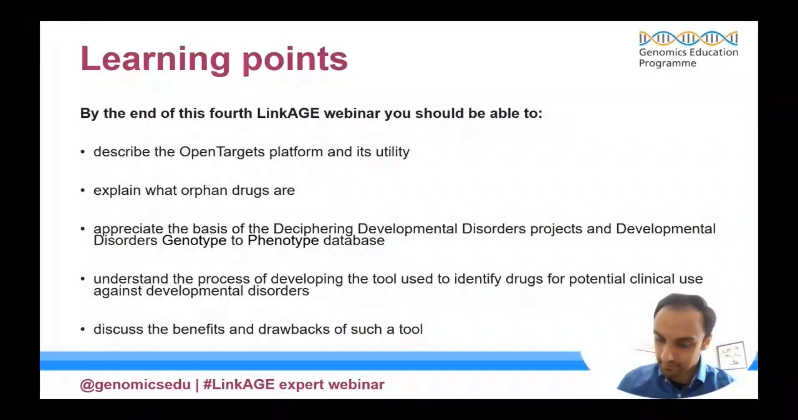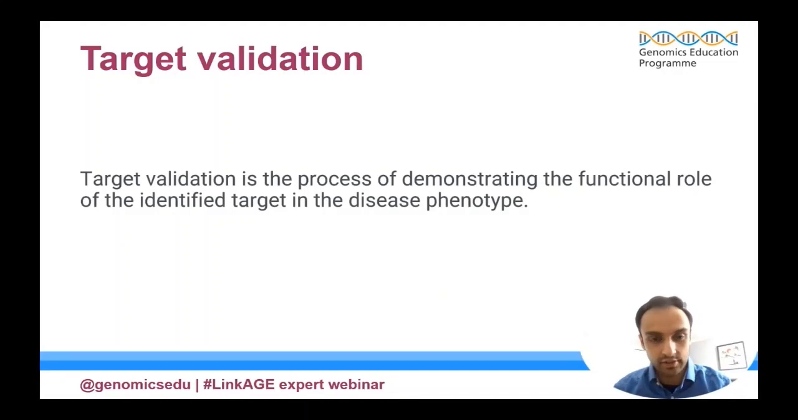So target validation is primarily defined as the process of demonstrating the functional role of the identified target in the disease phenotype. To put it in perspective from a genomics point of view, it's to identify a mutated form of a protein or a protein target that we can target either using drugs or other genetic modification techniques.